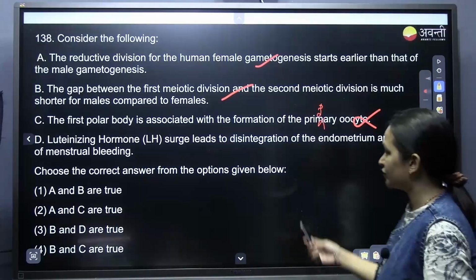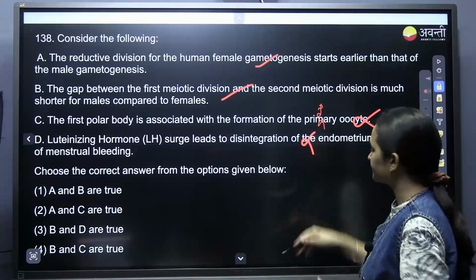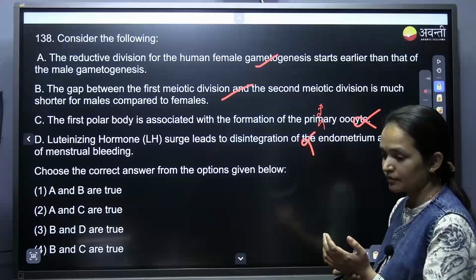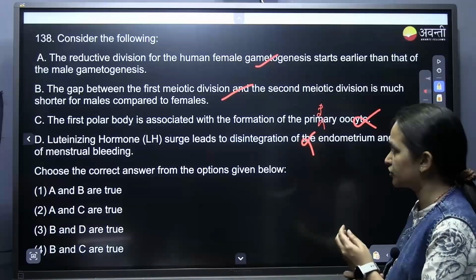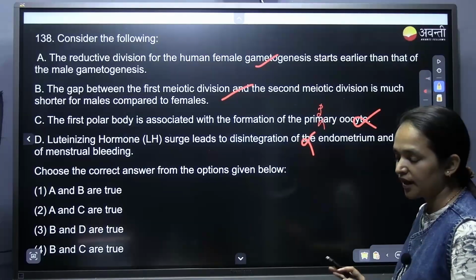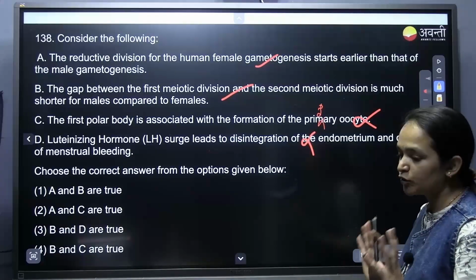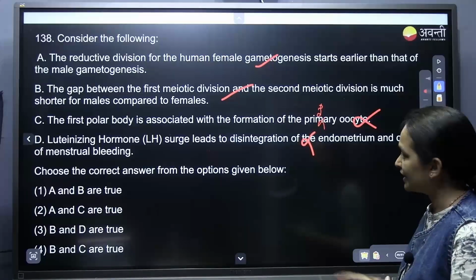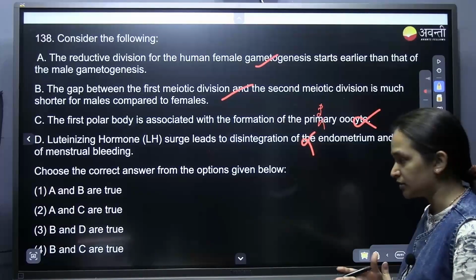No, it is not luteinizing hormone. Which hormone? Progesterone. Yes, decrease in the progesterone. After the corpus luteum degenerates, it no more produces the progesterone. So when there is no progesterone, disintegration of the endometrium takes place.